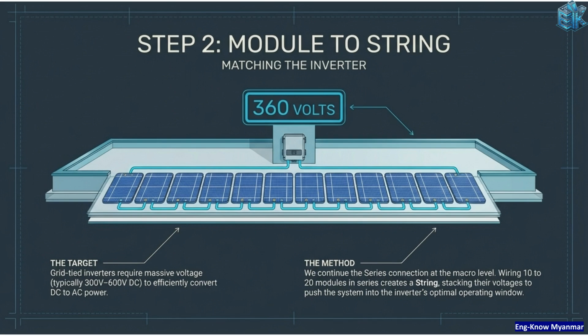Step 2 is module to string, matching the inverter. We continue the series connection at the macro level. Wiring 10 to 20 modules in series creates a string, stacking their voltages to push the system into the inverter's optimal operating window, typically 300 to 600 volts DC.